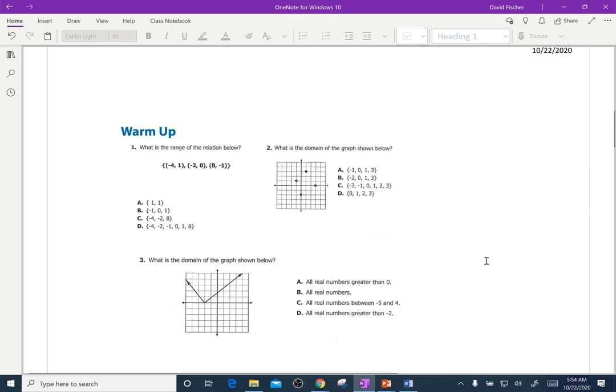All right, so do the warm-up and let's see how you do on these. These are all things now that we should be able to do. It's all multiple choice, so it shouldn't take us very long. Pause your video and then come on back when you're done.